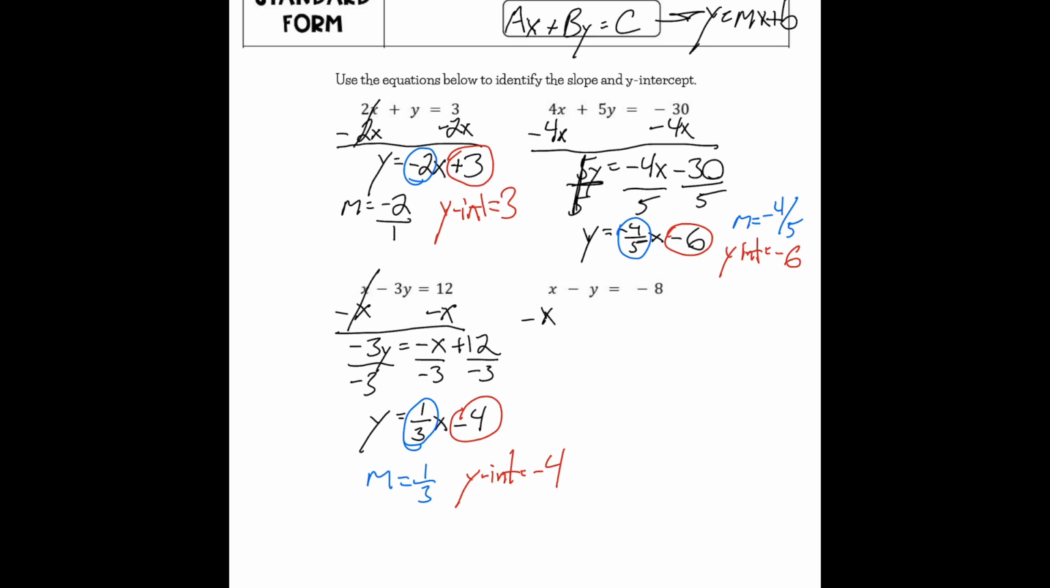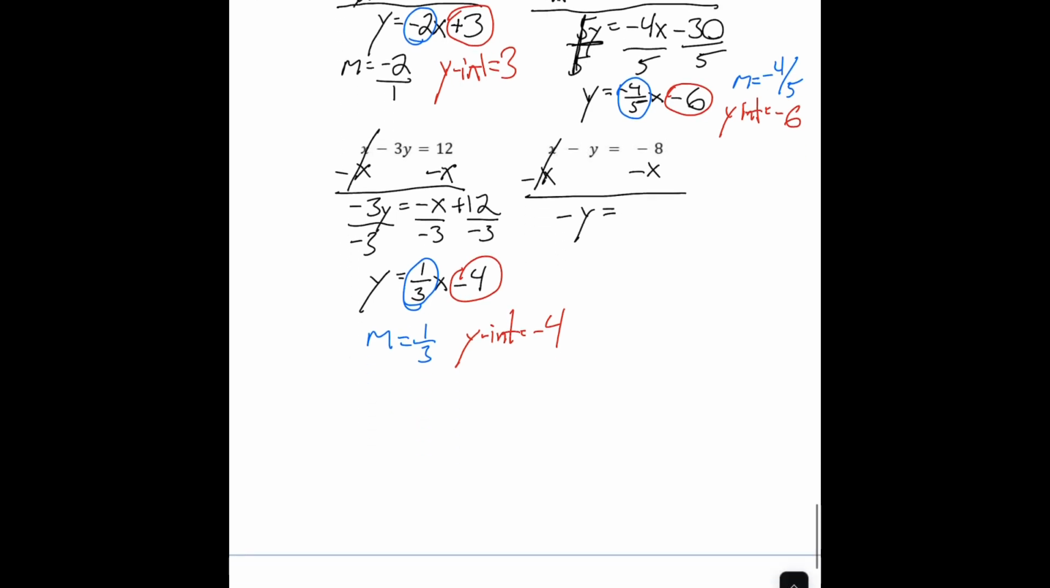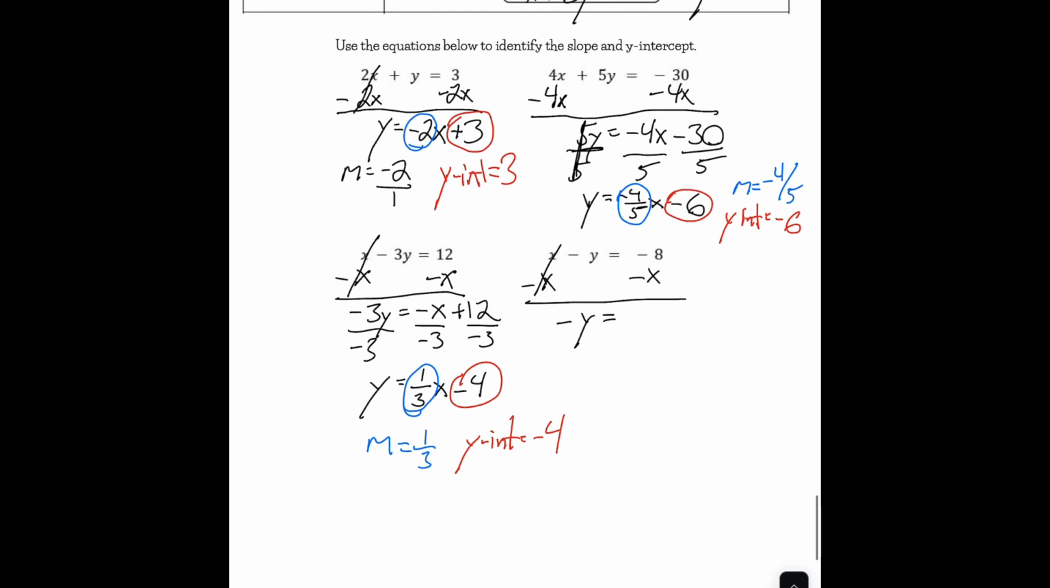What I do on one side of the equal sign, I do to the other. Can I subtract negative 8 minus x? Well, does the negative 8 have an x on it? No, it does not, so I cannot subtract those two terms. On the left side, my x's will cancel. I'm left with negative y equals negative x minus 8.